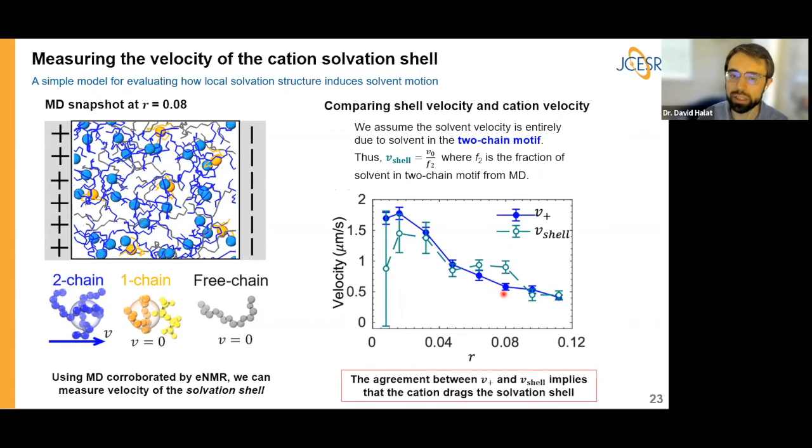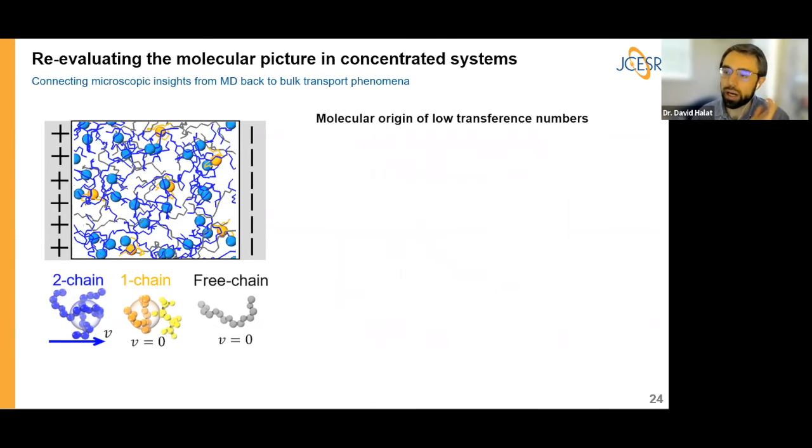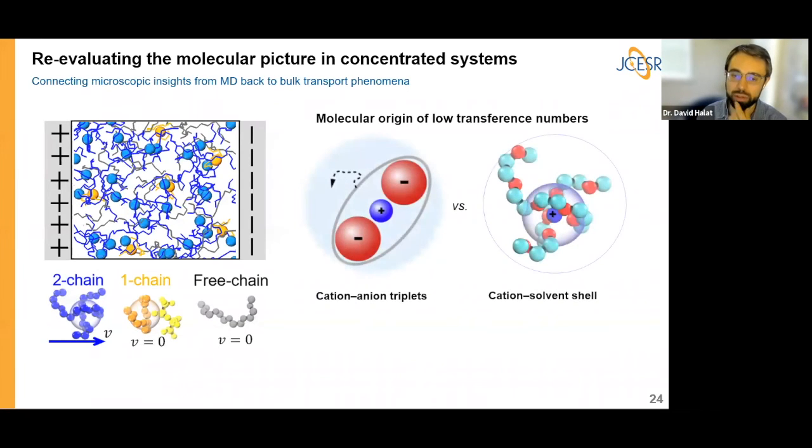Okay, so what the simple model tells us is it validates our ability to measure the solvation shell velocity and tie this to a specific migration mechanism. Finally, armed with these insights, we can go back to the very beginning and revisit the molecular underpinnings of transference numbers that I discussed at the start. I mentioned previous studies in the literature have often invoked negatively charged cation-anion clusters, but we can see that at least in this model system and at these concentrations, this is not necessary to rationalize low T+0. So in this system, we can justify low transference numbers through cation-solvent coordination alone.